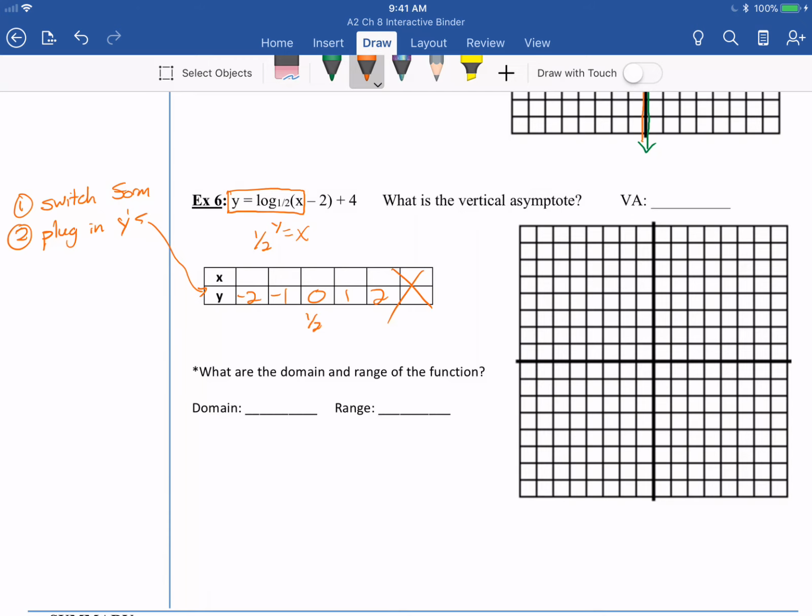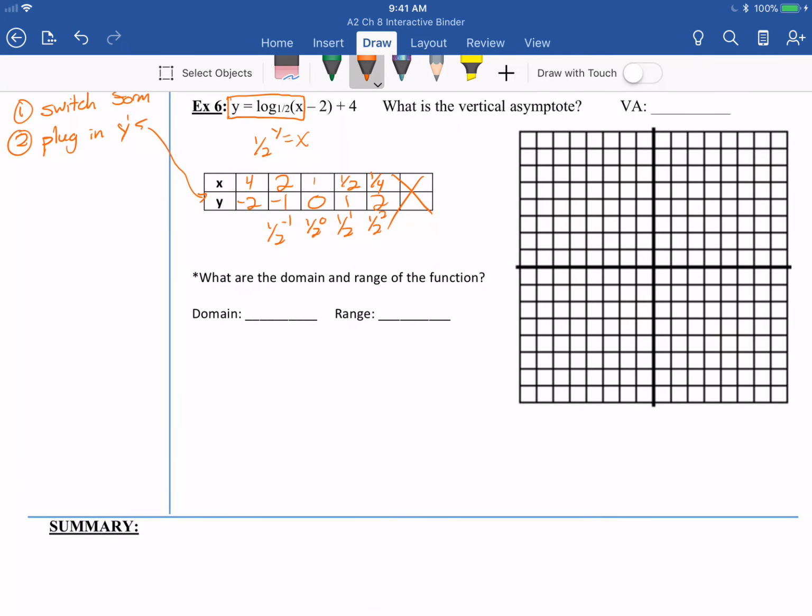So 1/2 to the 0 power is 1. 1/2 to the first power is 1/2. And 1/2 to the second power is 1/4. Again, plug those in your calculator if you don't know. 1/2 to the -1 power actually switches this around, so that's going to be 2. And then this one's going to be 4. See the resemblance there with the 1/2 and the 2, and the 1/4 and the 4. Okay, all right, so here we go.